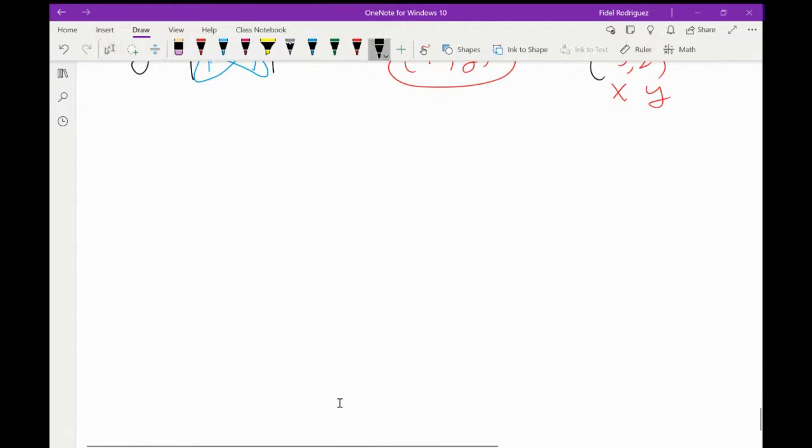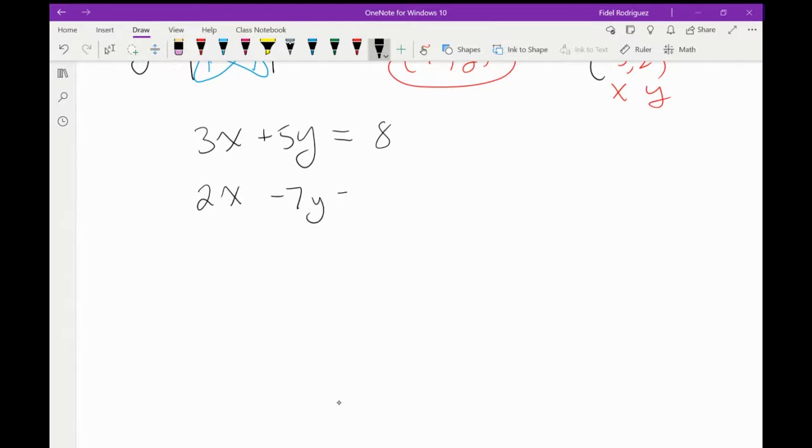It's 3x plus 5y equals 8. Okay. And then it's 2x minus 7y equals negative 5. Negative 5. Perfect. Okay, so let's do it like we did before.